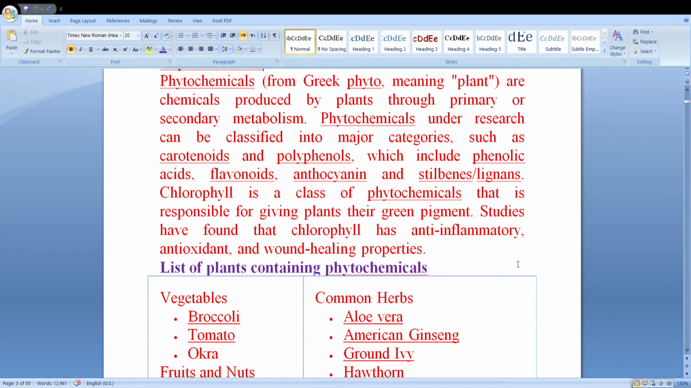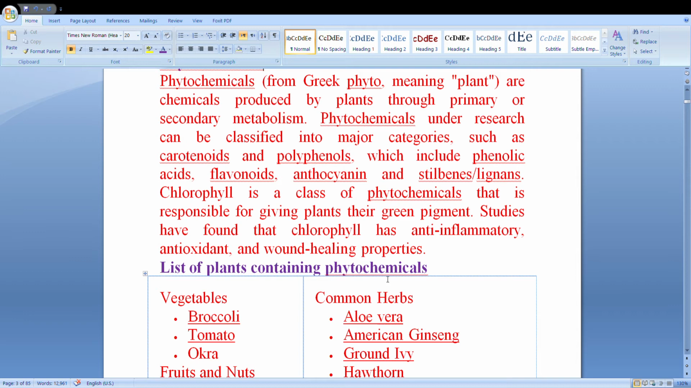Chlorophyll is a class of phytochemicals that is responsible for giving plants their green pigments. Chlorophyll, carotene or carotenoid, this is one kind of xanthophyll, one kind of pigments. Studies have found that chlorophyll has anti-inflammatory, antioxidant and wound healing properties.